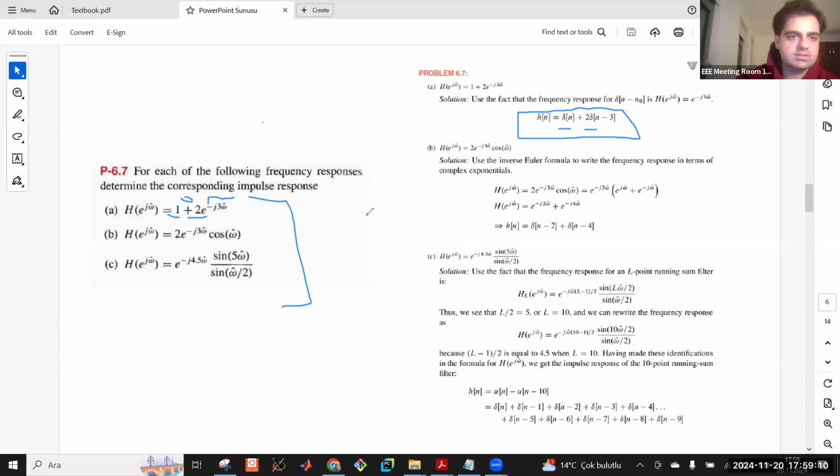For other parts, we can find the output in the same way. So I will skip the other parts.